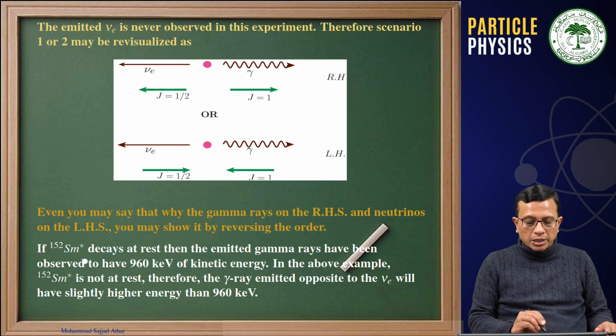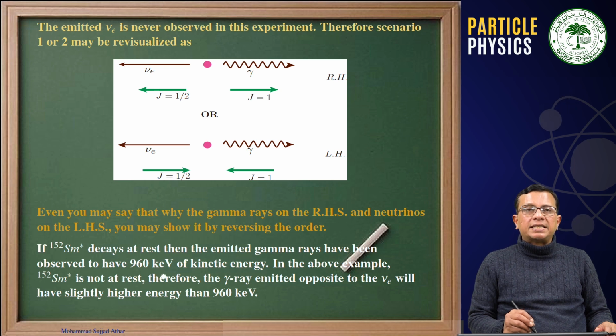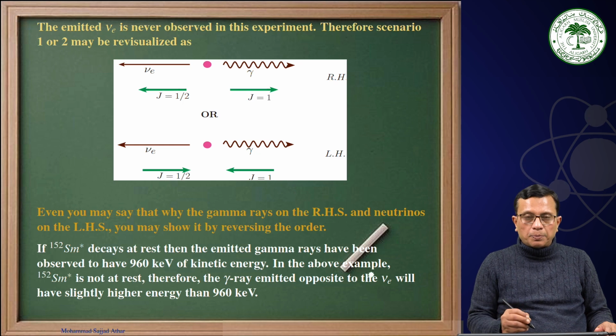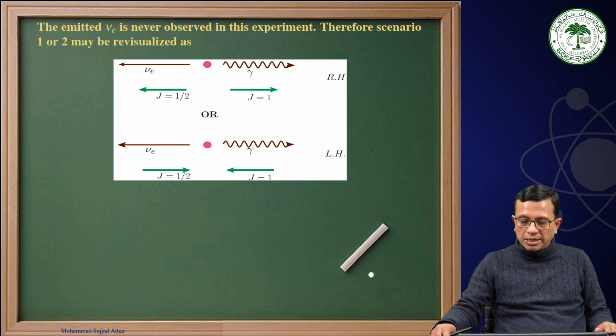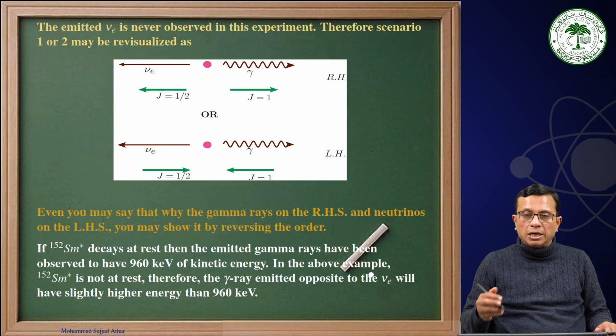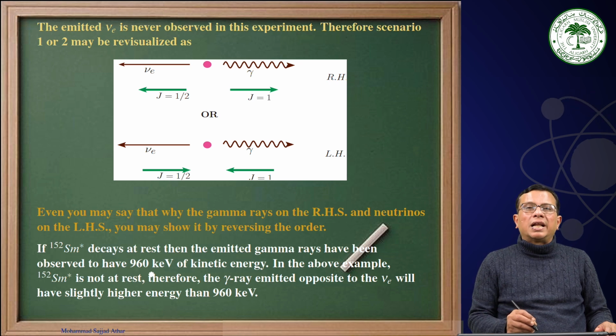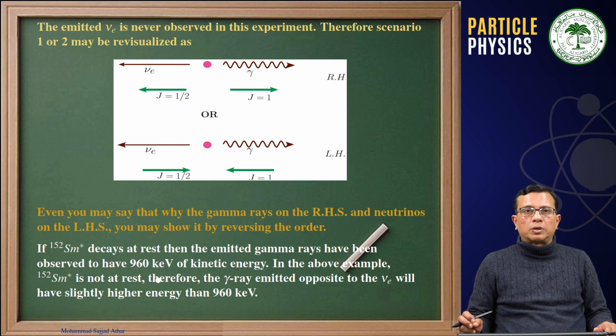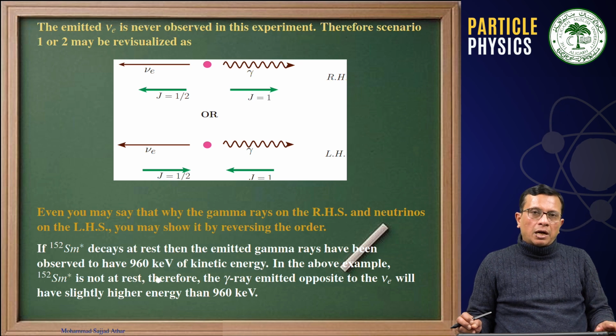If samarium star decays at rest, then the emitted gamma rays have been observed to have 960 keV of kinetic energy. In the above example, since samarium star, as we can see in this picture, is in motion, it has some kinetic energy. Therefore, the emitted gamma rays have energy which is slightly larger than this 960 keV.